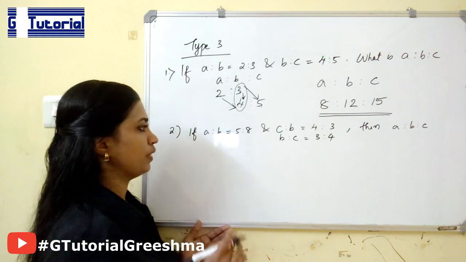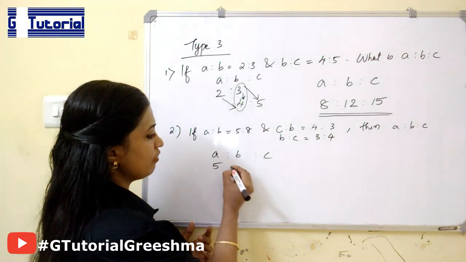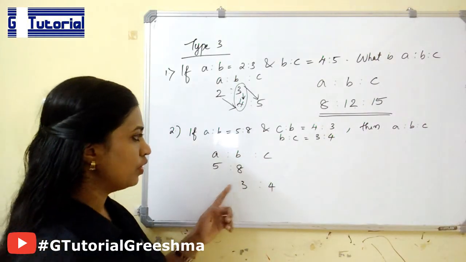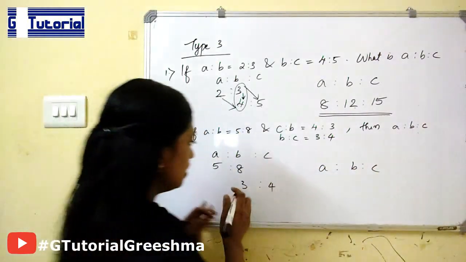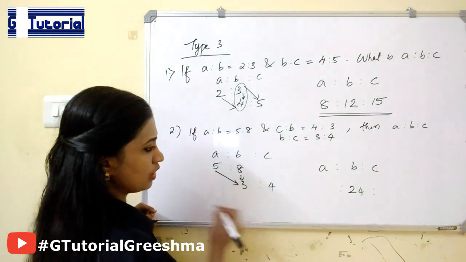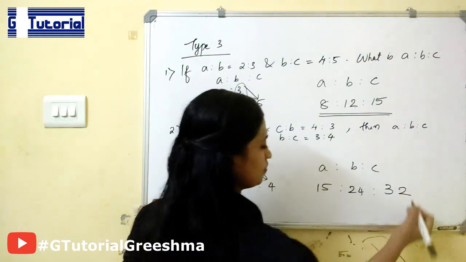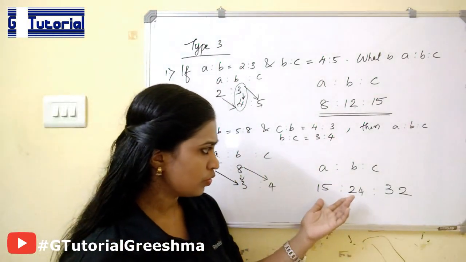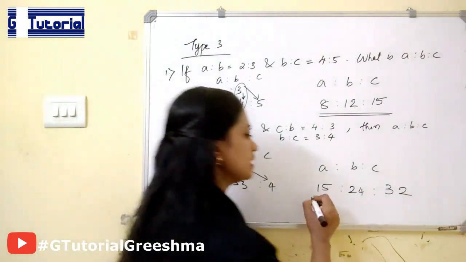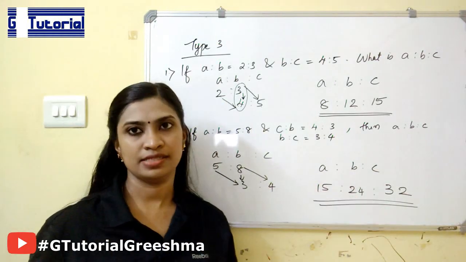And then start solving. So a is to b is 5 is to 8 and b is to c is 3 is to 4. So what you have to do? Combined ratio a is to b is to c is 8 into 3. 8 3s are 24. Then 5 into 3, 15. 8 into 4, 32. So we can cancel. Can't cancel using 2, 3. 32 is not divisible by 3. So this is the simplest form. So 15 is to 24 is to 32 is the ratio between A, B and C.